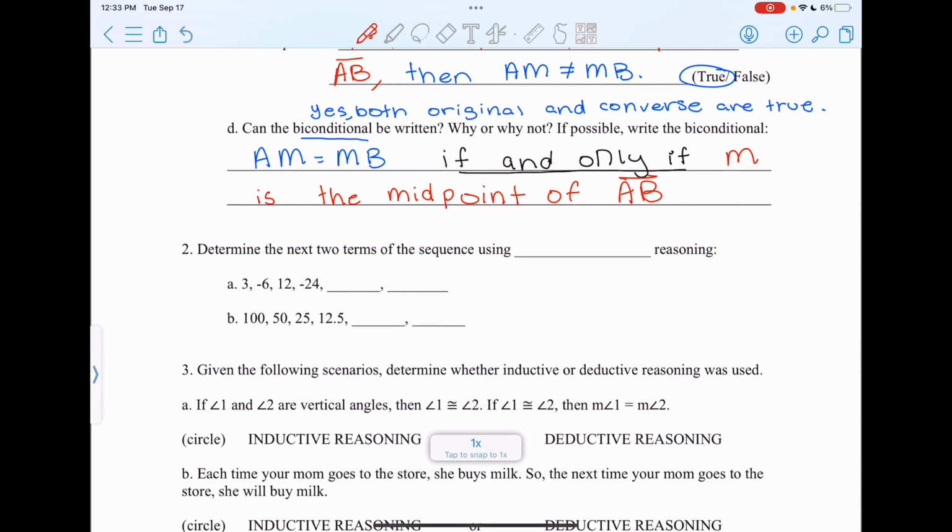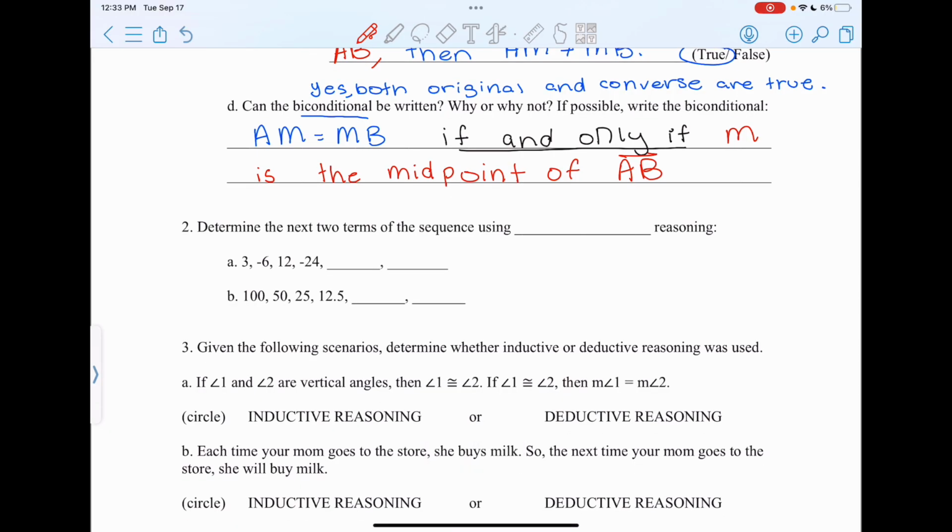Next, in number 2, it says determine the next two terms of the sequence using what kind of reasoning? Well, if we're looking at patterns and making a generalization, that is using inductive reasoning. So I go from 3 to -6 to 12 to -24. It looks like I'm doubling, and since I'm alternating between positive and negative, I must be multiplying by -2.